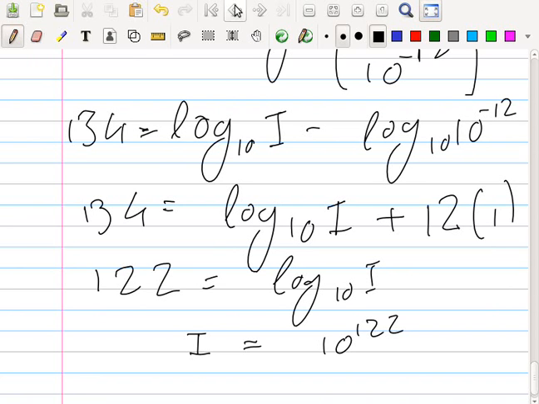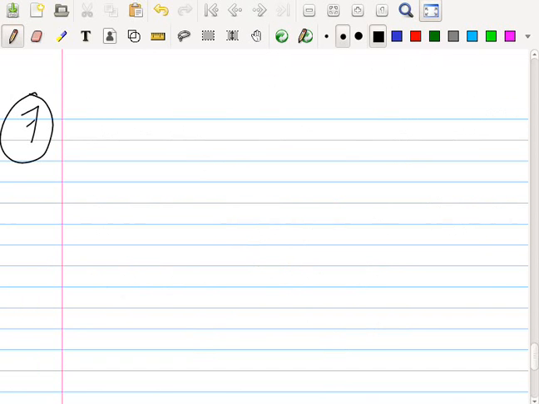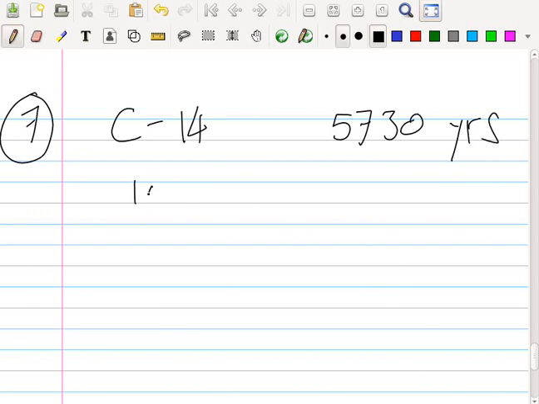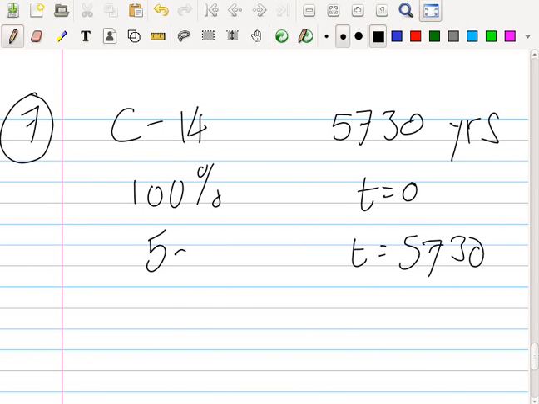Okay, 7 now. Now, in number 7, have you done carbon 14 in chemistry? You know of it, okay, alright. So carbon 14 has a half-life of 5730 years. Does anybody know what that means? It means if you start at 100% at the beginning, after this much time, how much do you have left? 50%.